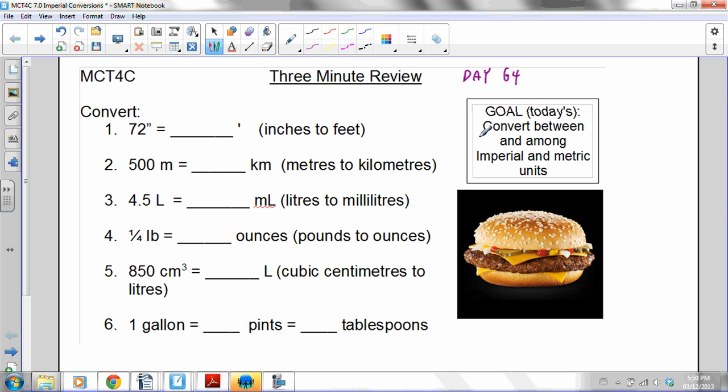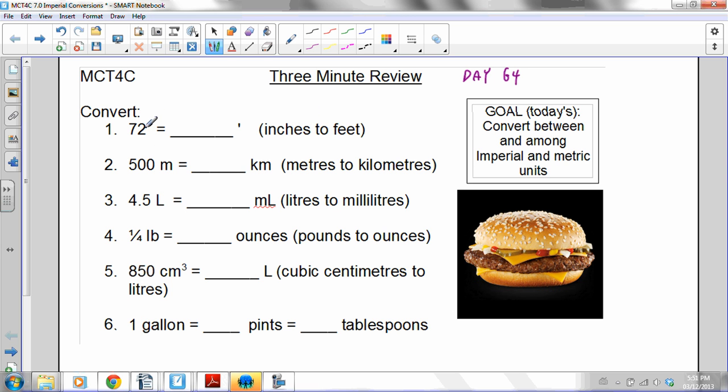The goal of the 3-minute review is on some conversions. This idea of converting between metric and metric, between imperial and imperial measurements, and between imperial and metric units. And we'll see a few different ways to do this. Some of this stuff you'll know as second nature, and some of them you won't know at all. And then today will be a good learning experience.